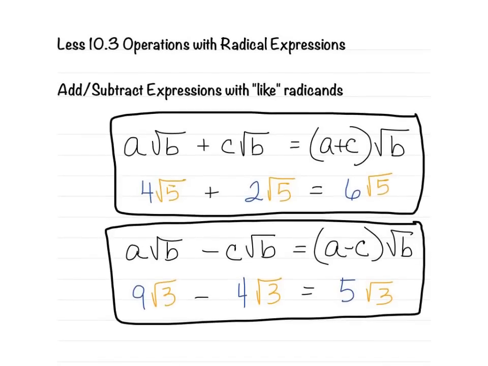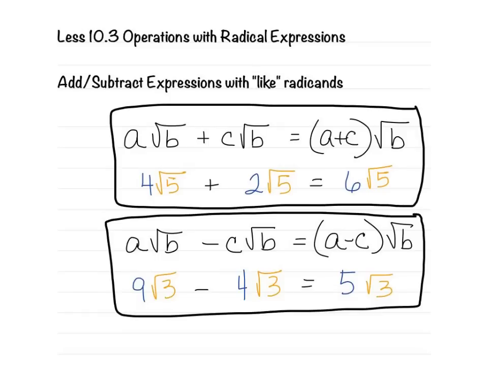Okay, so let's first look at adding and subtracting expressions with like radicands. This works exactly like adding and subtracting like terms with like variables. So if I have a radical b plus c radical b, the sum would be a plus c radical b. So you add the numerical coefficients and you keep the radical. A numerical example would be 4 radical 5 plus 2 radical 5 would equal 6 radical 5.